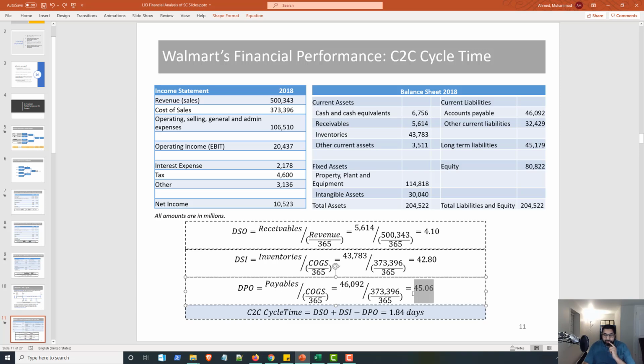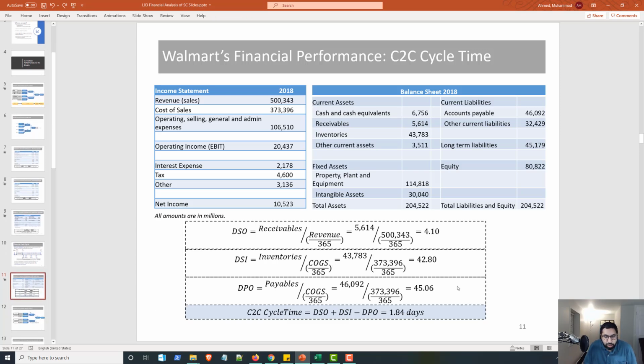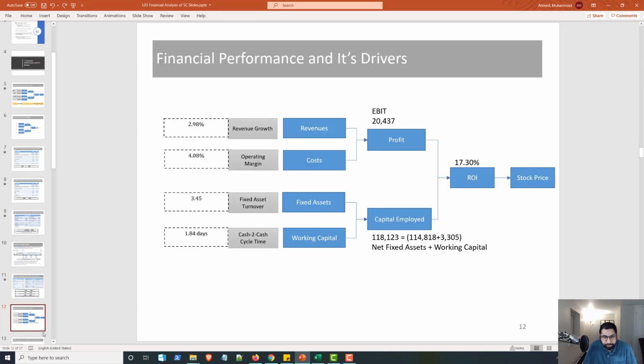However, what if you did not decrease your cash to cash cycle time simply by increasing payable days, but instead reduced your inventory? You became more efficient and you have less inventory now. Less inventory means a smaller cash to cash cycle time. Then that is really good, because you did not push your cost to the supplier, you just became more efficient. So it depends on how you are decreasing cash to cash cycle time. Now let's put all this together for Walmart.